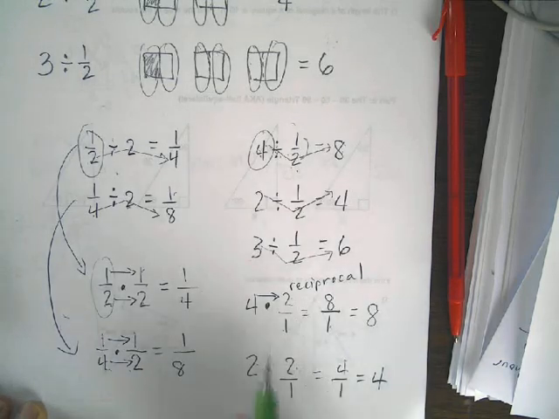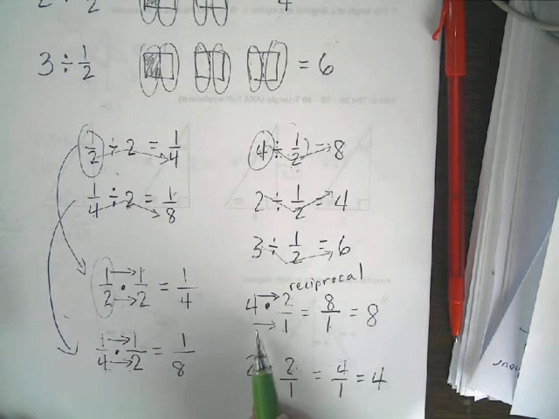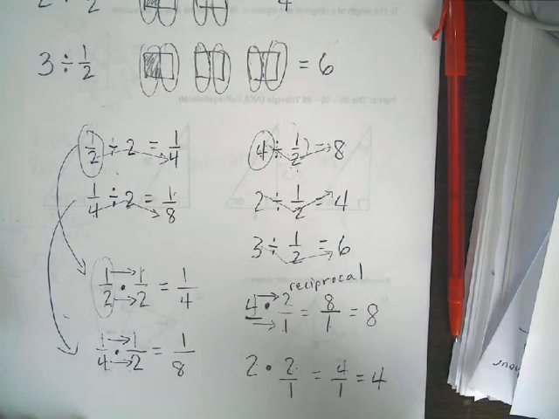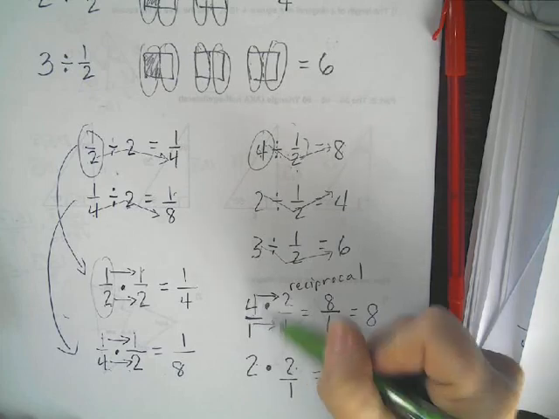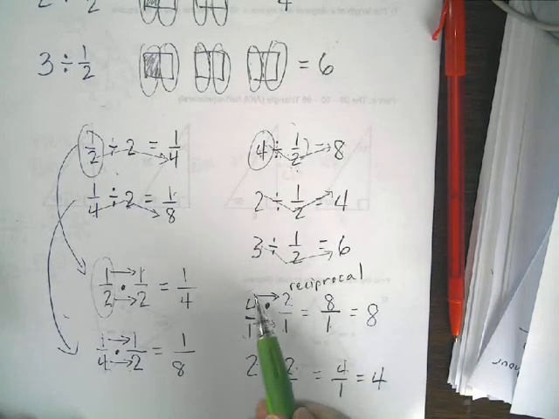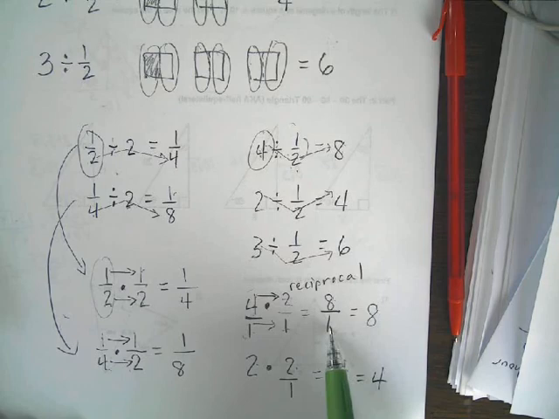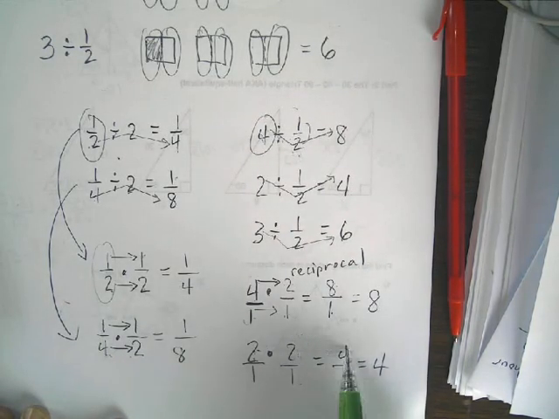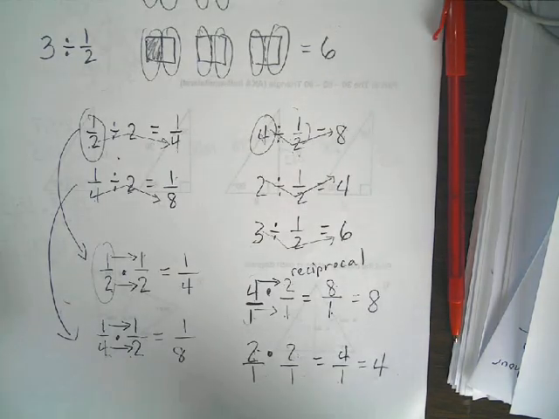Okay, some of you might notice, wait a minute, what am I multiplying straight across here? Am I multiplying by 4? No. When you have a whole number, you can make it a fraction by putting it over 1. 4 divided by 1 is just 4. Okay, then we have 4 times 2 is 8, 1 times 1 is 1. Same thing here. If it's a whole number, you can make it a fraction by putting it over 1. 2 times 2 is 4, 1 times 1 is 1, 4 divided by 1 is 4. All right, so this is what we're going to do today. We're going to be dividing with fractions.